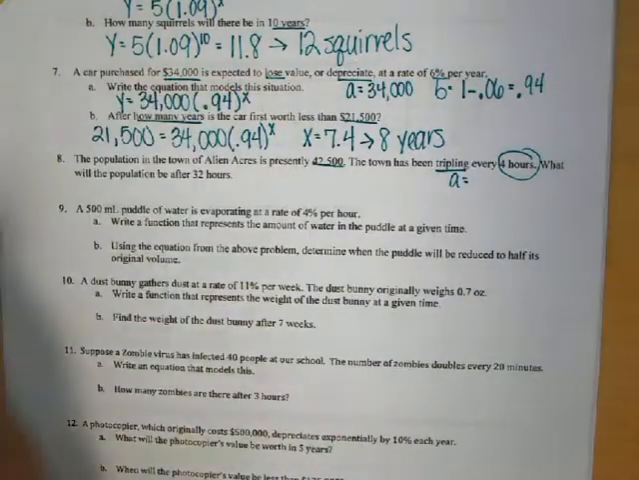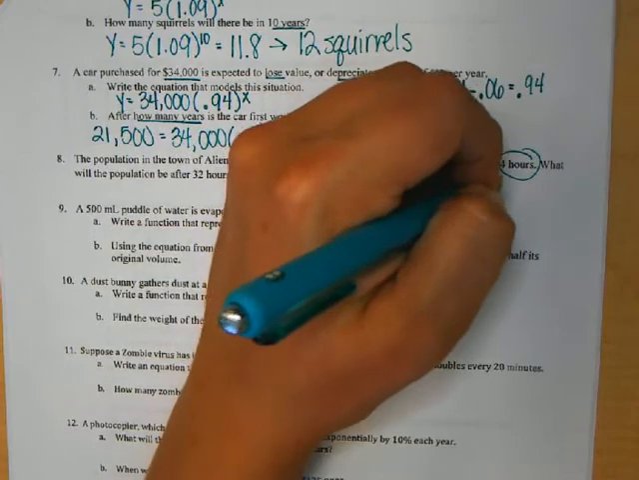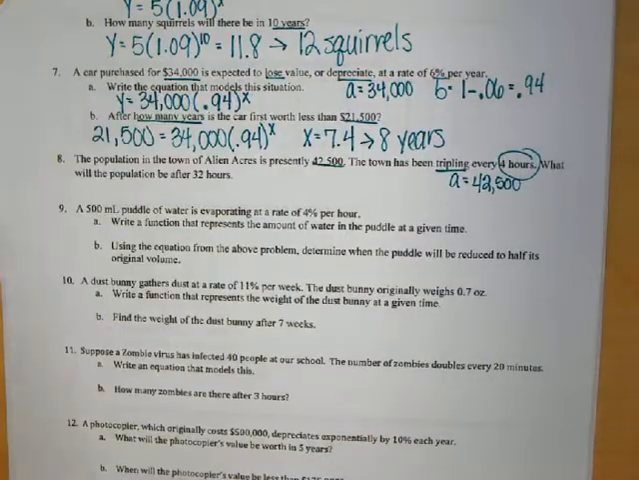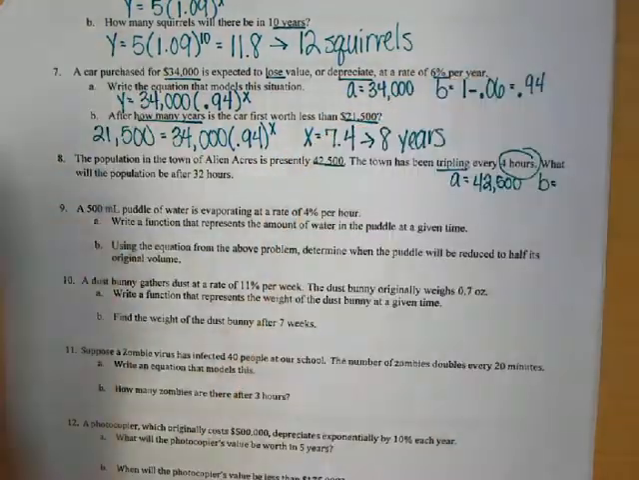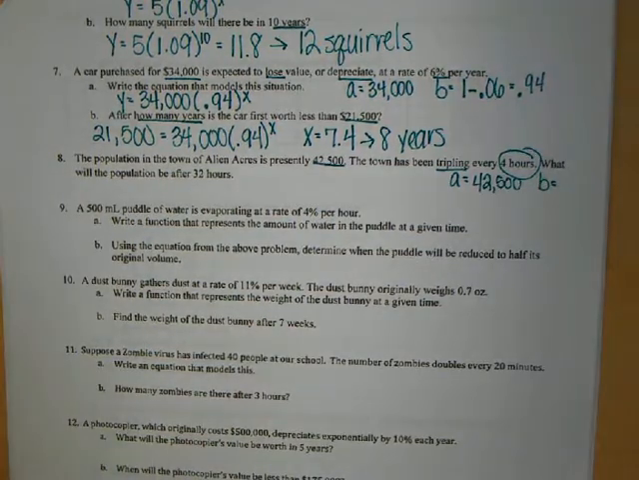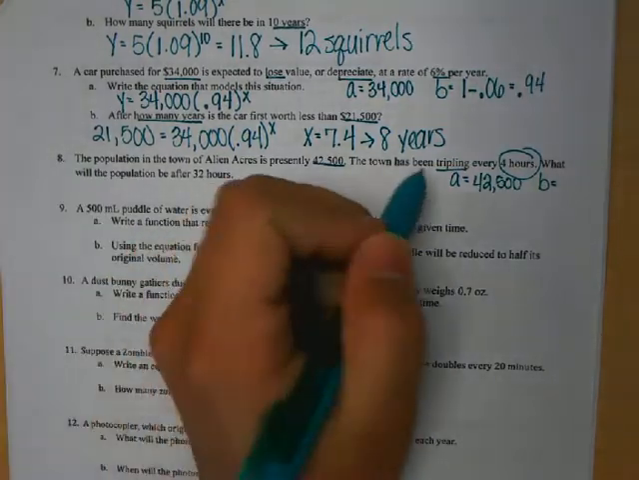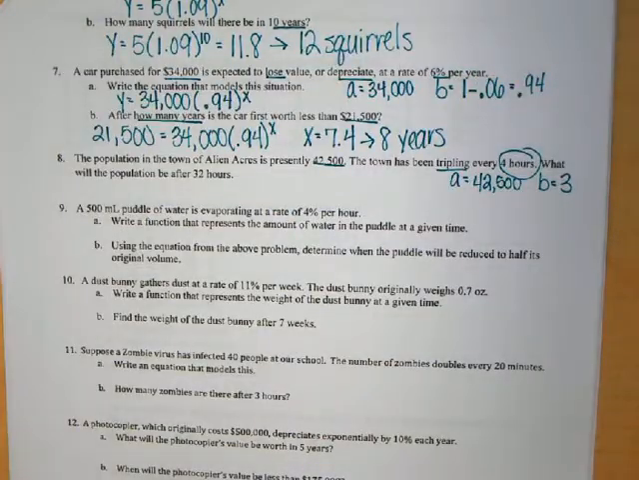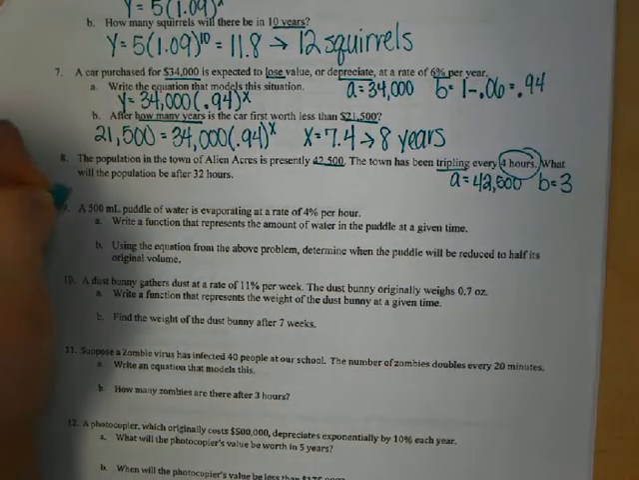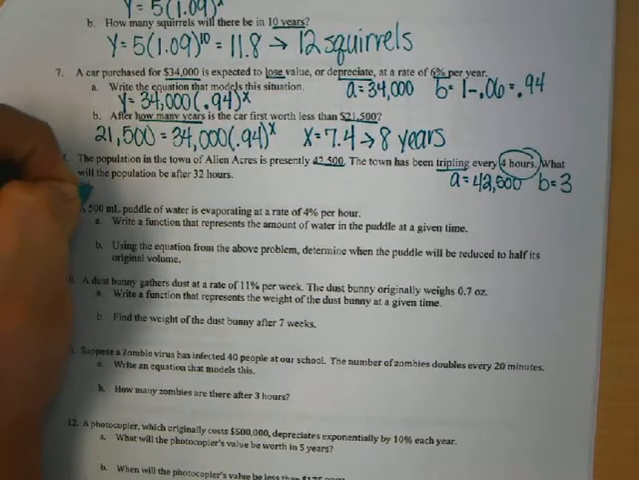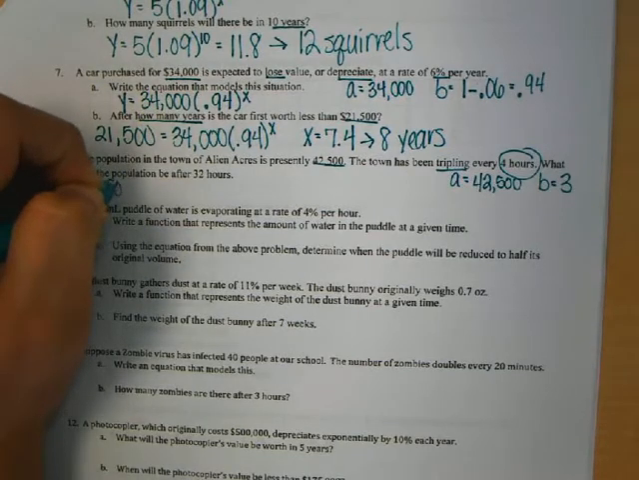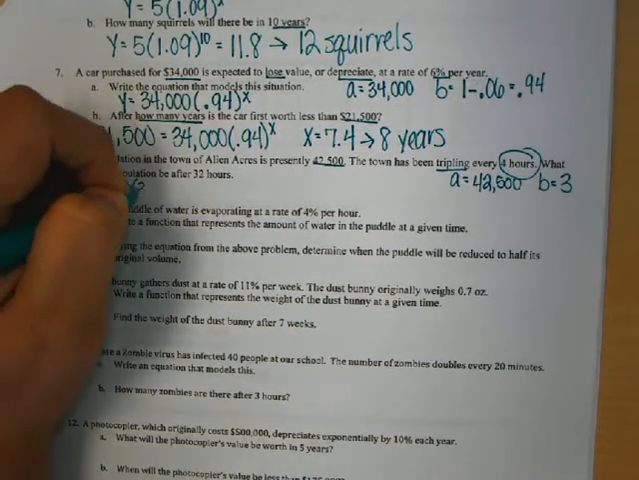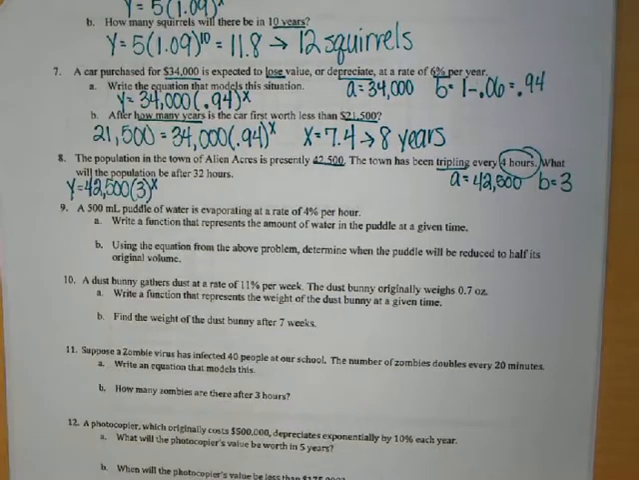It told me A was 42,500. That's what I started with. Now remember, when it gives us one of those special words, half, doubles, triples, whatever, that automatically tells us our B. So since this says it's tripling, then B is going to be 3. So my function here is y equals 42,500 times 3 to the power of x.